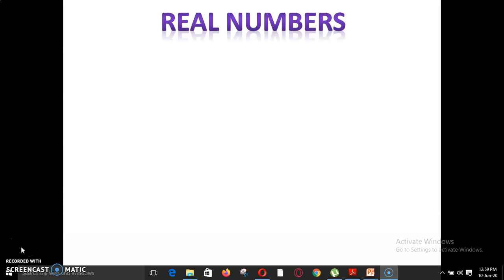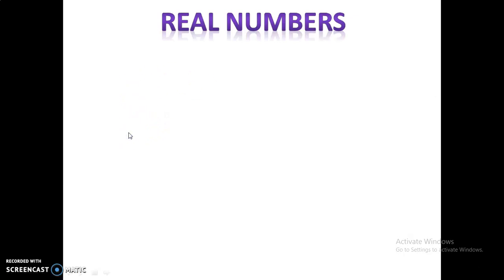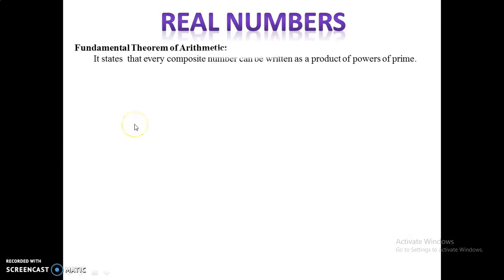So this part consists of the fundamental theorem of arithmetic, followed by the prime factorization method and finding out the LCM and HCF using these prime factorization methods. So the first topic is the fundamental theorem of arithmetic. What does this fundamental theorem of arithmetic state?